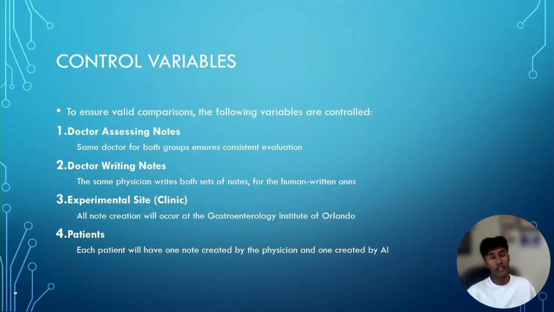That way, when the comparer or the observer is looking at the 2 different notes, how can they see if there's error produced in the person writing the notes? And so we're actually keeping the same. It's going to be the same physician writing the notes. It'll be the same physician also assessing the notes. The experimental site will be the Gastroenterology Institute of Orlando. Will be the same. And again, the patient. Each patient will have 1 AI note and 1 human-based note generated.